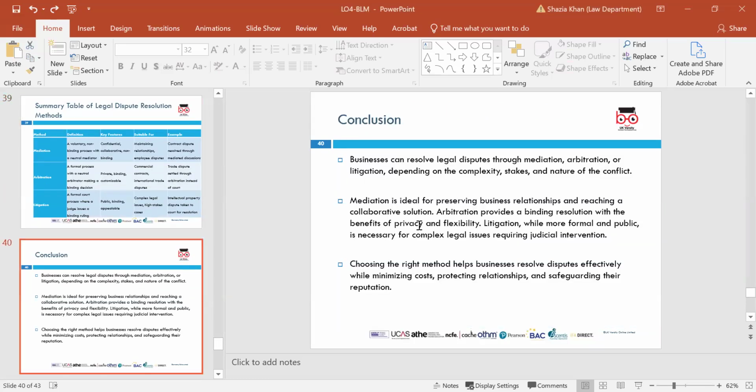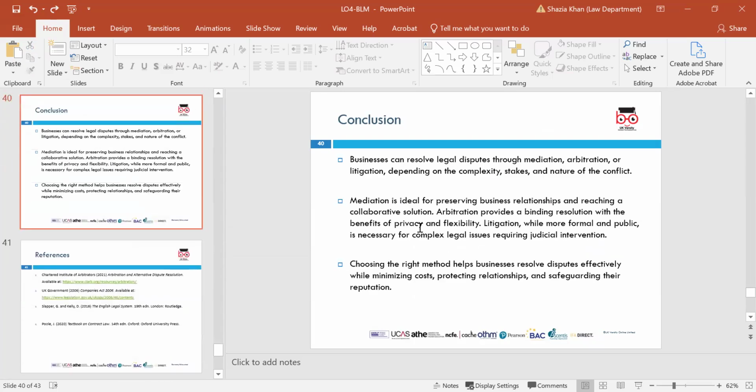In conclusion, businesses can resolve legal disputes through mediation, arbitration or litigation, depending on the complexity, stakes and the nature of the conflict. Mediation is ideal for preserving business relationships and reaching a collaborative solution. Arbitration provides a binding resolution with the benefits of privacy and flexibility. Litigation is more formal and public and necessary for more complex legal issues. Choosing the right method is effective for businesses because you would look at the costing and safeguarding of their reputation.